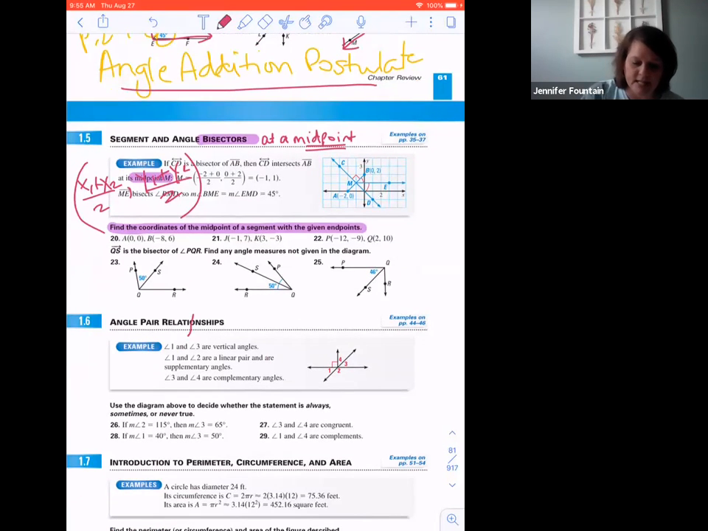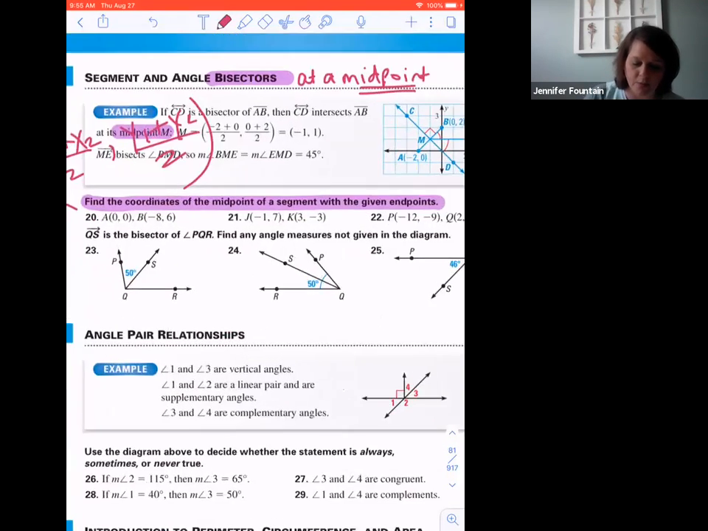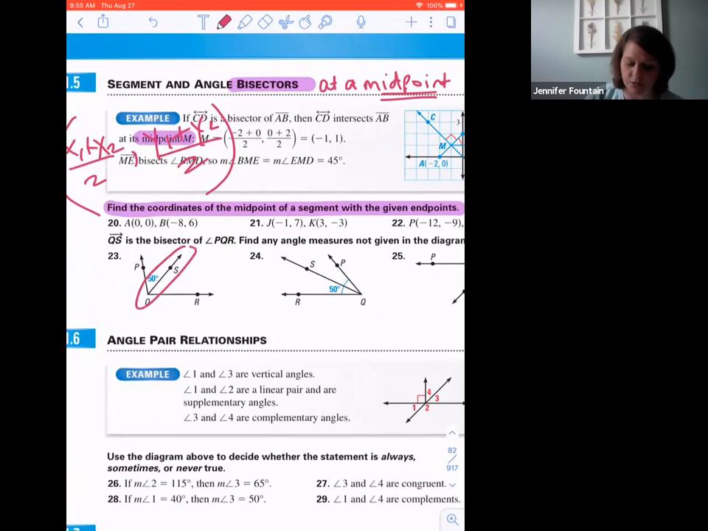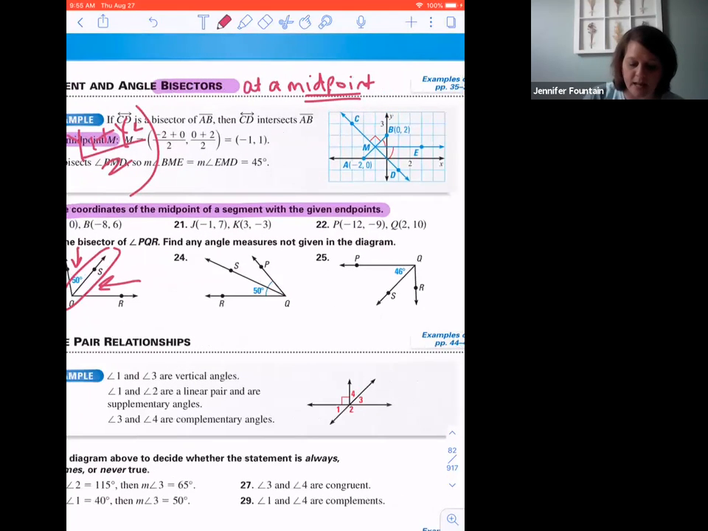Again, here it's telling me that my ray is a bisector. So whatever this measure is going to be equal to that one. Here, if I know my entire ray is 50, I can divide by 2 and know that each of these is 25.